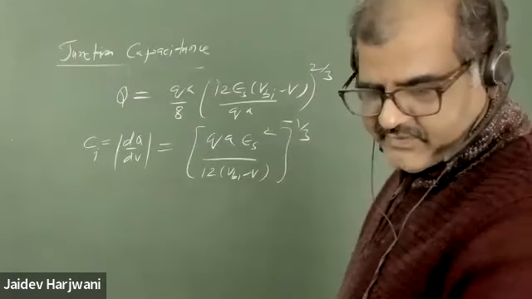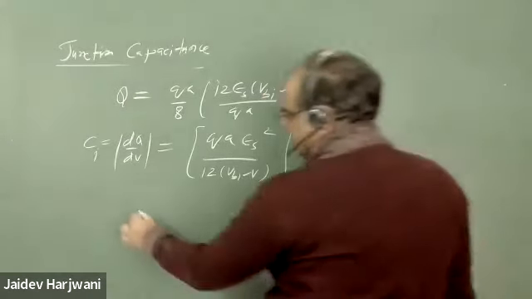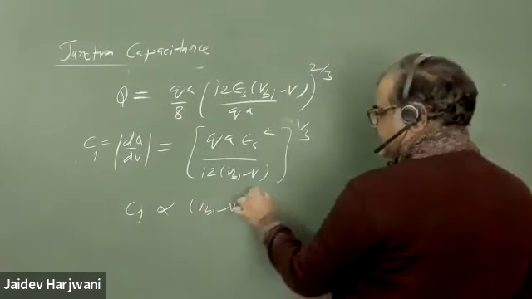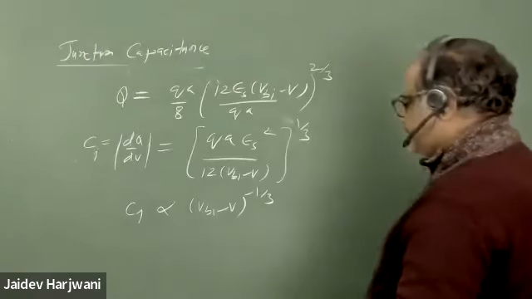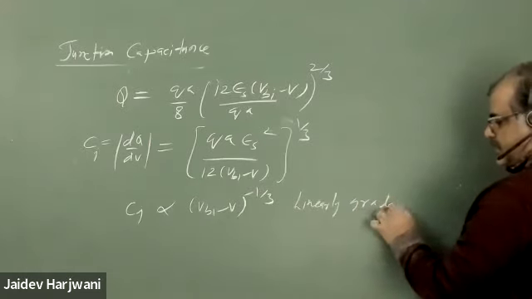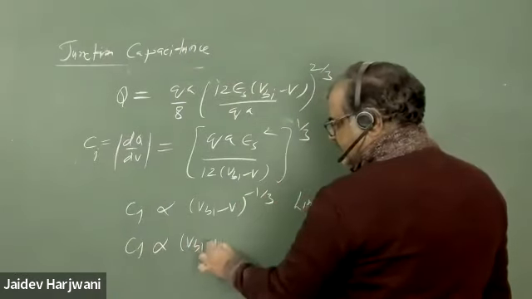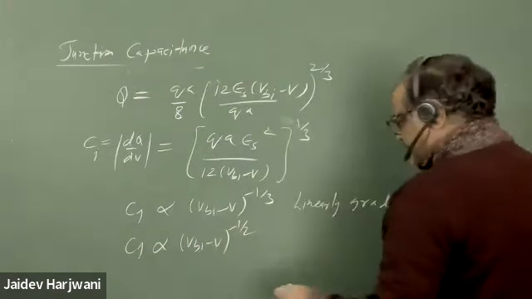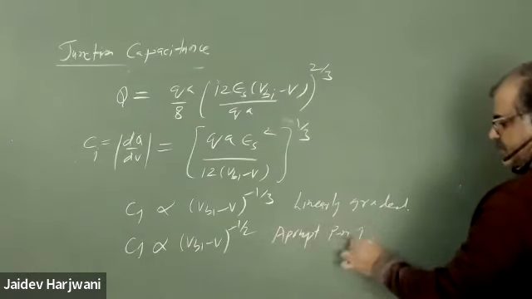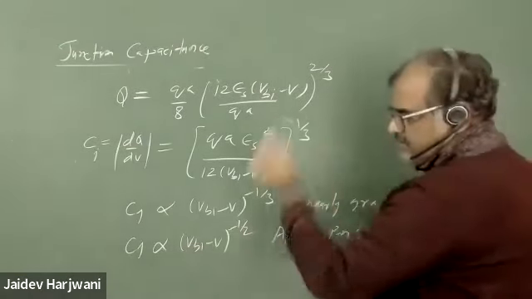Just check it. What is coming? Minus 1 by 3 or plus 1 by 3? So if I want Cj, this time Cj becomes (VBI minus V) power minus 1 by 3. This relation I want. This is for linearly graded. And Cj was (VBI minus V) power minus 1 by 2 for the abrupt PN junction, which we have just seen before. This dependence on n, you should remember.